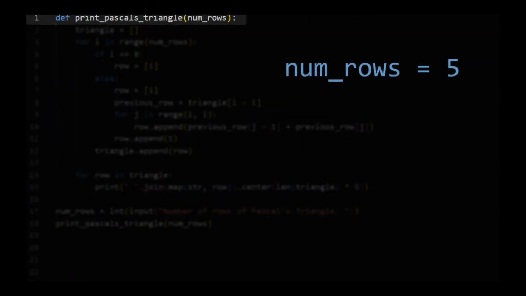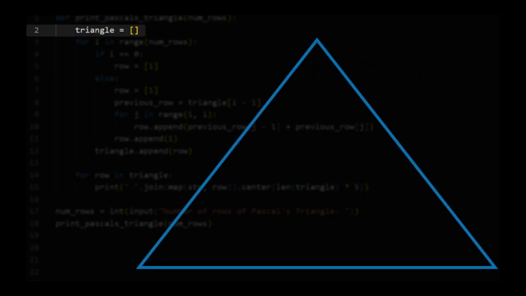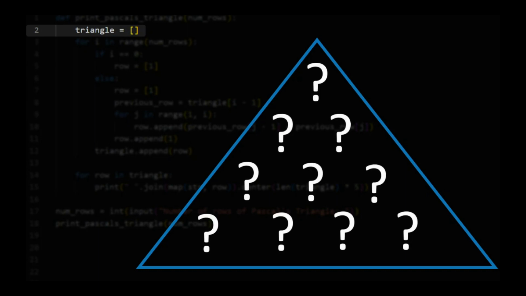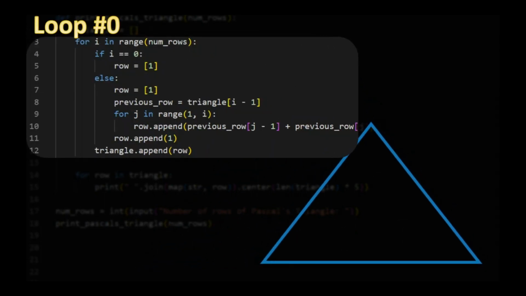On the function definition, there's an int parameter called numRows. And for this example, I will be using a value of 5 for numRows. On the next line, there's a placeholder list called triangle. This triangle will contain all the other sublists that will make up the whole Pascal's triangle. Let us proceed into making that Pascal's triangle.